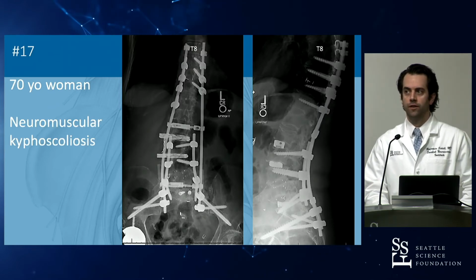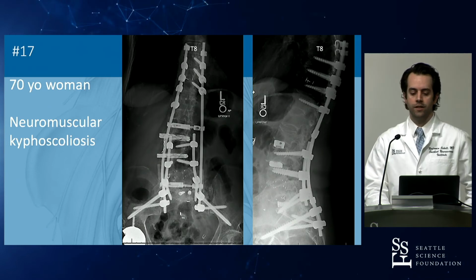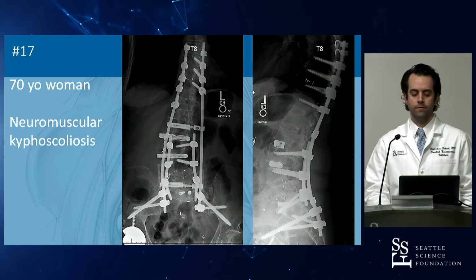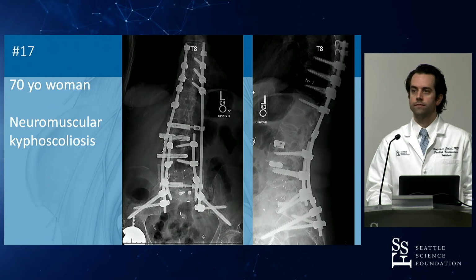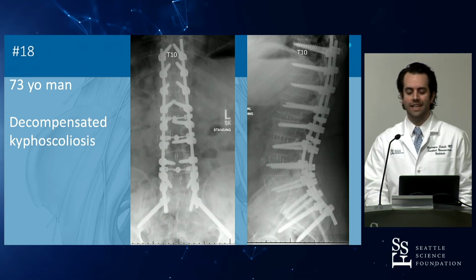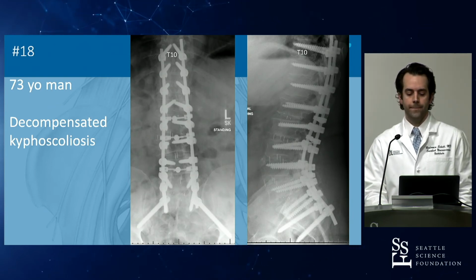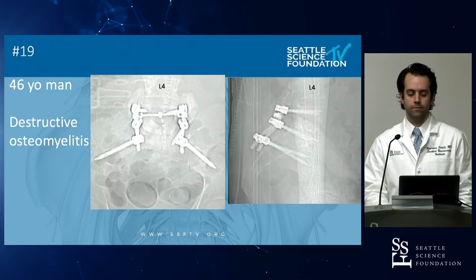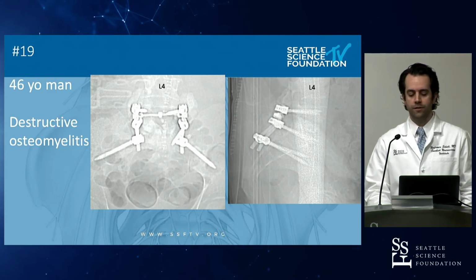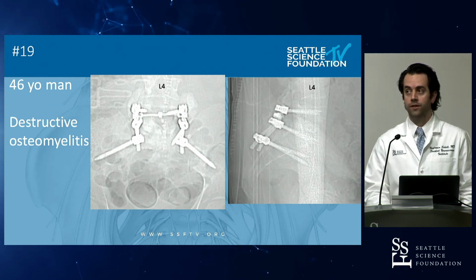Case number 17, it's a 70-year-old woman with neuromuscular kyphoscoliosis, has the T8 level marked on the AP and lateral there. Case number 18, 73-year-old man with kyphoscoliosis, has the T10 level marked. Case number 19 is a 46-year-old man with, she had some osteomyelitis infection there, lumbar spine, and you see the L4 level marked.